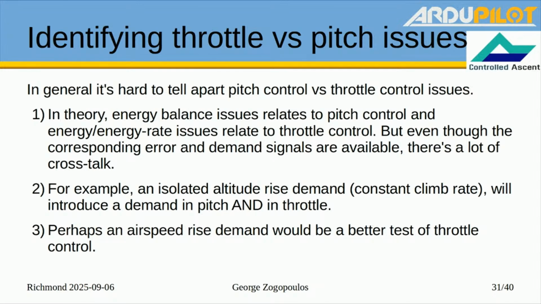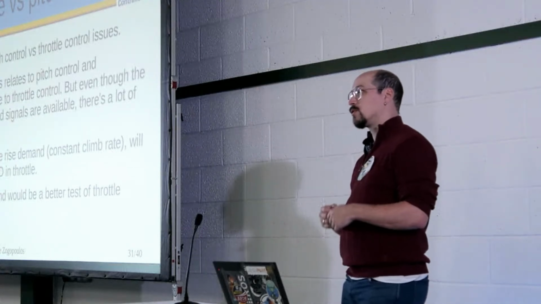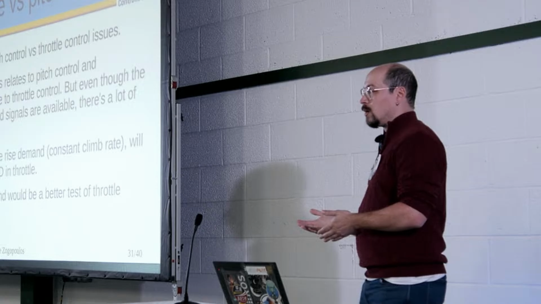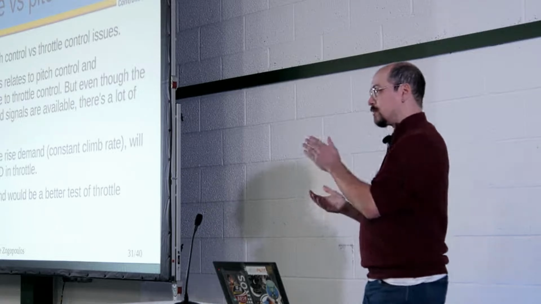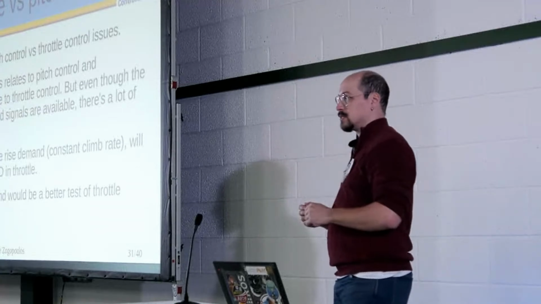In theory, the guidelines say that if there's something with your pitch regulation, then you will see a lot of energy exchange between your airspeed and your altitude. Essentially, you will get a lot of airspeed, lose altitude, and then trade back this energy, gain altitude, lose airspeed, and vice versa. Whereas if there's something wrong with your throttle, you will see that both of these states, energy and altitude, will increase and decrease at the same time.